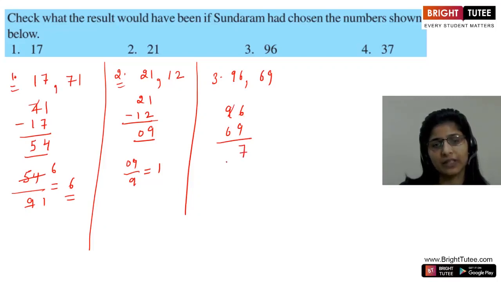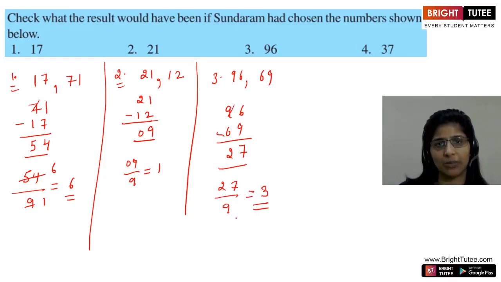You got 7. And then you have here 8. 8 minus 6 is 2 when you subtract. So you're getting 27. Is 27 divisible by 9? Yes, it is exactly divisible and 0 is the remainder.